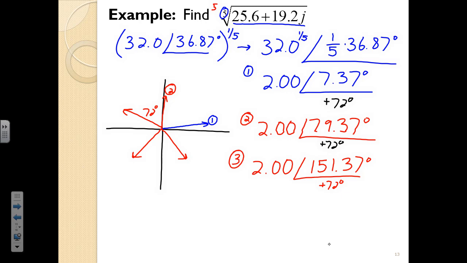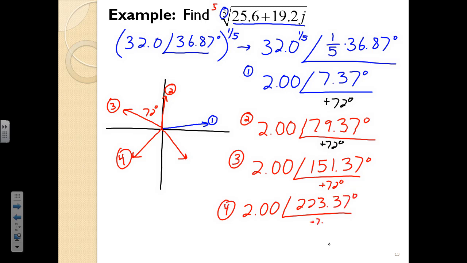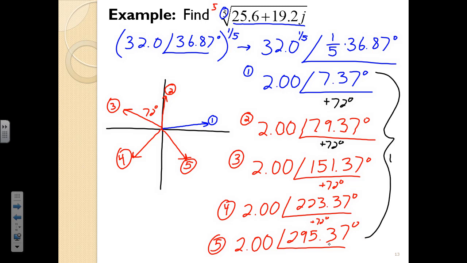Our next one is 72 degrees beyond that. I think you get the idea. And the fourth of these roots is 2.00 at 223.37 degrees. And our last one is 72 degrees beyond that. Our fifth and final root is 2.00 at 295.37. Now, you probably feel a little bit unsatisfied because all of our roots here are in polar form, even though our initial complex number was in rectangular.